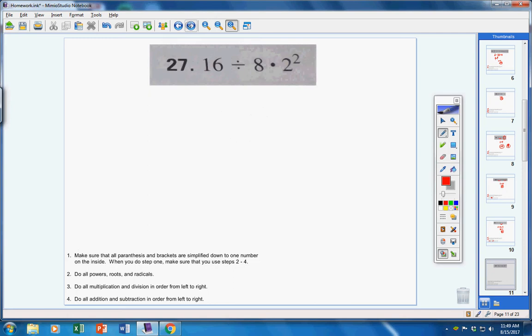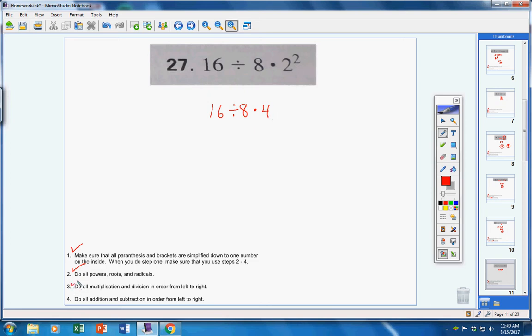Number 27. Okay, here we go. Step 1, there are no parentheses or brackets. However, we do have a power. Okay, let's do step 2. There's my power right there, so I have 16 divided by 8 times what? 4, because 2 to the second power is 2 times 2, which is 4.